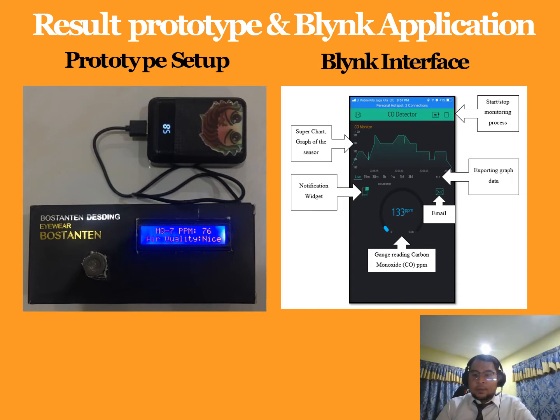Next, for the Blynk interface, at the top of the system, it shows the start and stop button. The graph widget shows the reading value of carbon monoxide in ppm. The gauge widget displays the reading of CO ppm. The graph has a time interval function so the user can keep track of the reading from either the live 30 minutes or 1 hour ago on its x-axis, with the reading value on the y-axis. Besides, it has the feature of exporting graph data to email to be analyzed later.